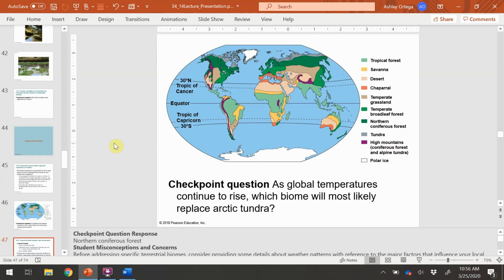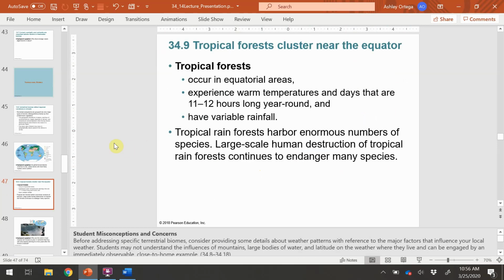All right, so starting with tropical forests. They are going to have variable rainfall, and we'll most note them for the tropical rainforests to be exact, that they have an enormous number of species living in this region, both plant and animal species. Plants have a lot of what we call vertical layering.